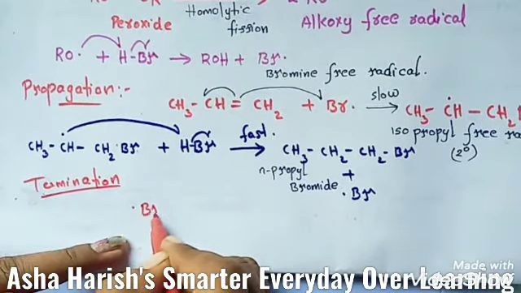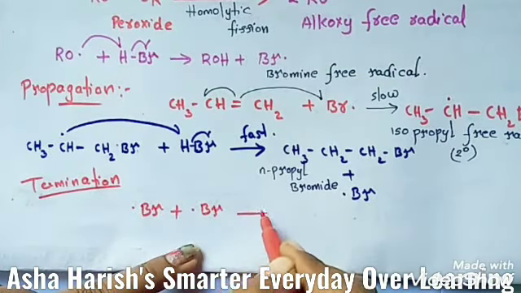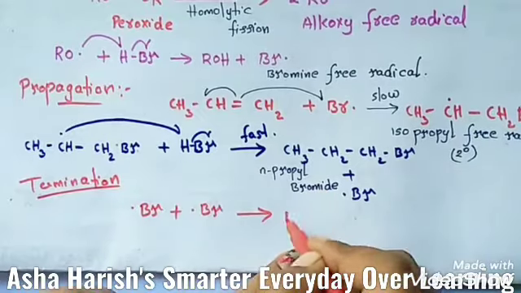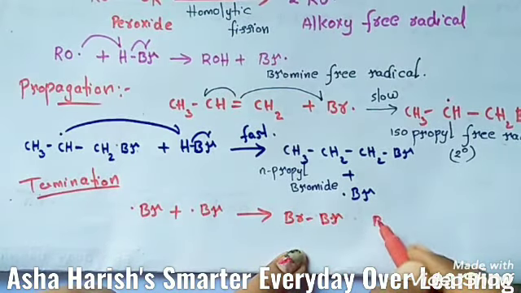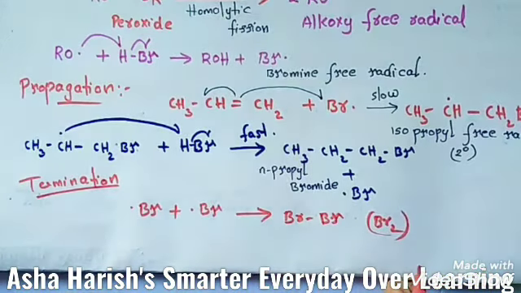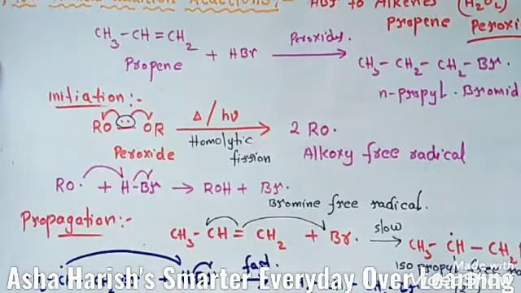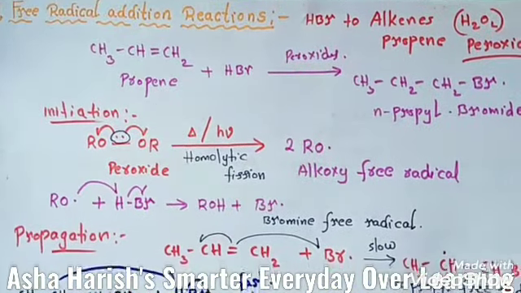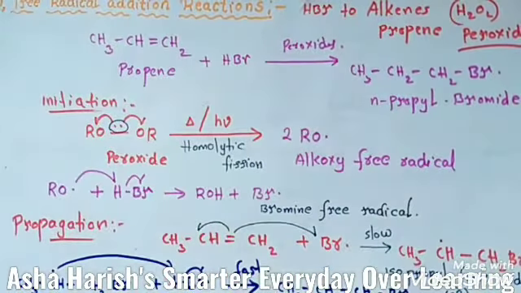Here is the bromine radical plus another bromine radical. By mixing of these two, Br and Br, a Br2 molecule is formed here. So this is about the termination reaction. Now students, this is the complete information of free radical addition reaction. Here again we have three types: initiation, propagation and termination. Right, this is about addition reactions.